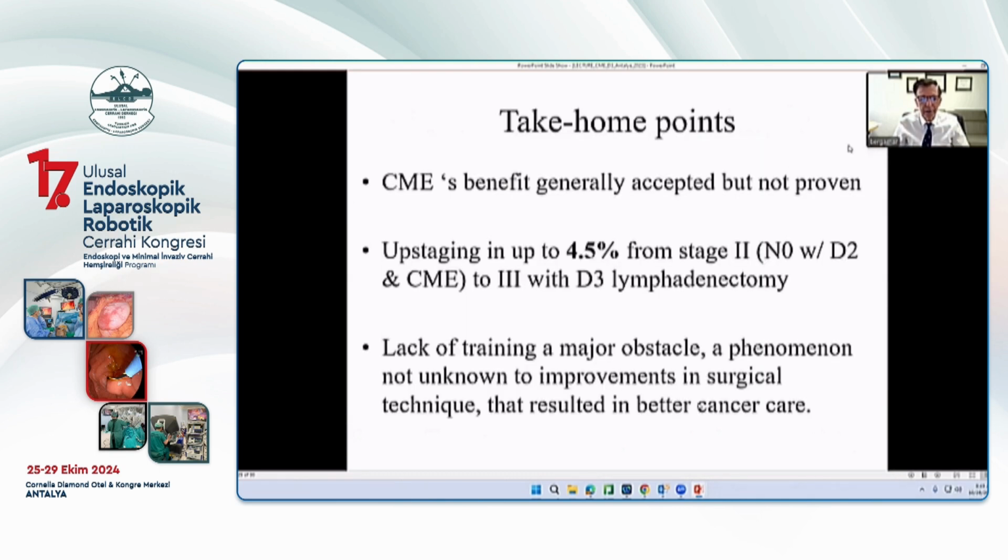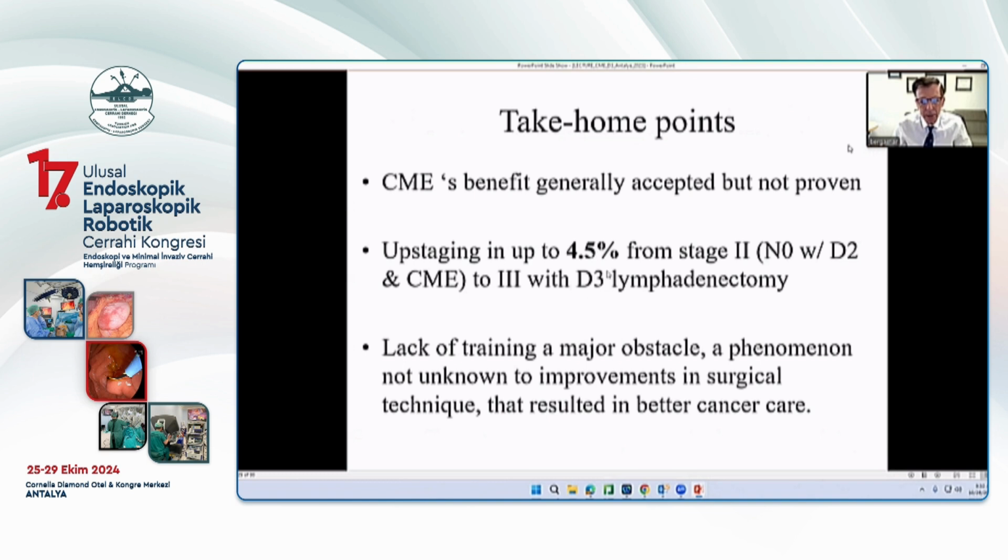So the take-home points are that complete mesocolic excision is accepted, and I think it is the correct thing to do. There is really no science on it, but I think that's something we all should do, because there is no reason why we should do a TME and not do a CME. But we don't really know the science, because all the work from Germany is retrospective. The question of upstaging from stage 2 to stage 3 is a very important one, but it's based on one study only, which I quoted.